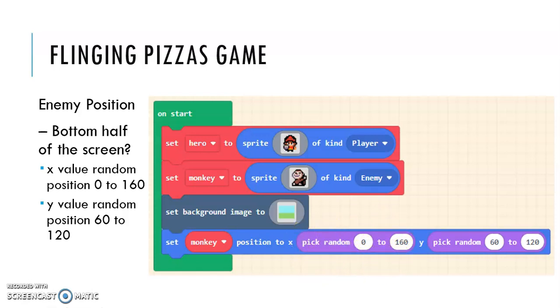So remember, X goes over and back. And then for the Y, we're picking a random position from 60 to 120. So remember, the screen goes from 0 to 120. So if we're just going random from 60 to 120, we're going to keep it down here on the bottom half of the screen. So let's just go to Make Code Arcade and make a start with this now.